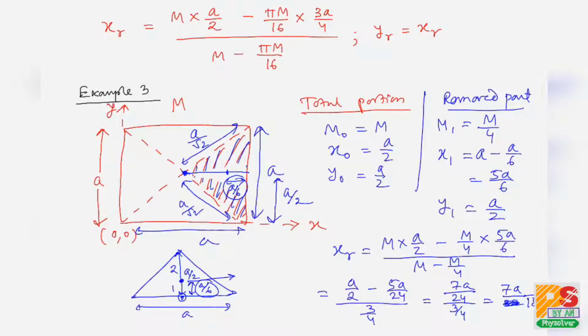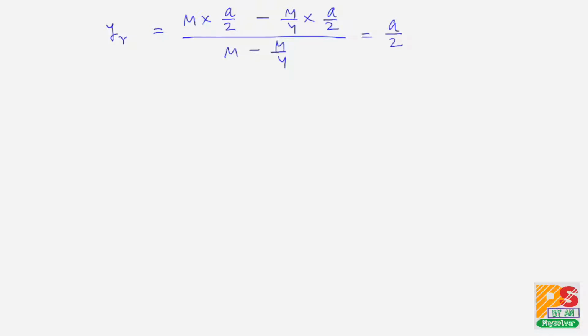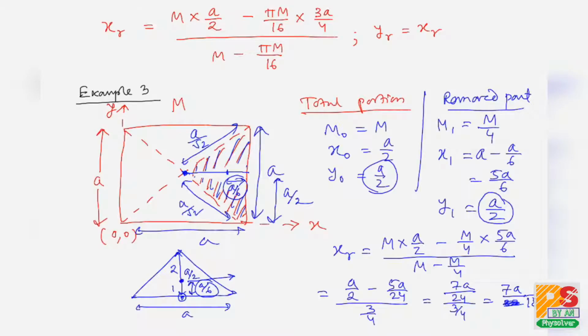What about the y coordinate? The y coordinate will be very simple, since y naught is also a by 2, y1 is also a by 2, so I hope you can guess it. yr would be total mass into y coordinate minus m by 4 into y coordinate, divided by m minus m by 4, so it is obviously a by 2. Now I hope you understand the procedure.